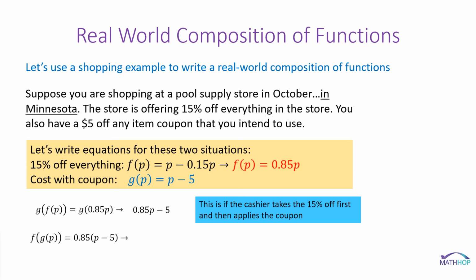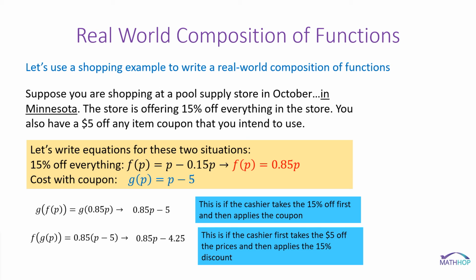Now we have 0.85 times the quantity p minus 5. Let's distribute the 0.85 and get 0.85p minus 4.25. So look what happens here. The cashier first takes the $5 off and then applies 15%. So the 15% is off of a lower amount. So you actually pay more for the items. You do not want her to first take the coupon and then the 15%. You want the percent first. You want to pay less.